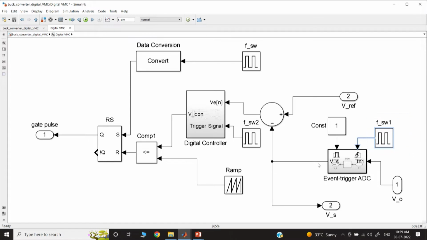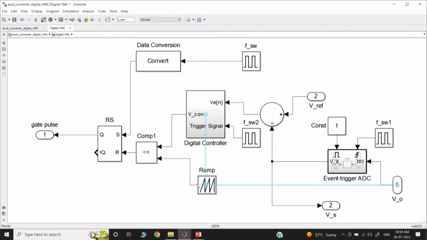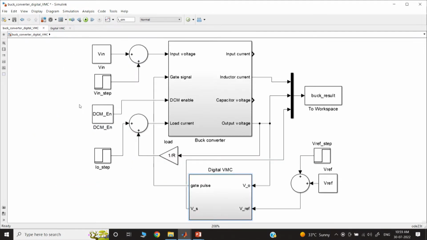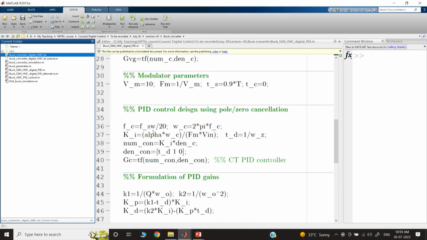Then this sample is subtracted from the reference voltage and goes to the controller, and the controller generates the control output voltage, which is compared to the sawtooth waveform. In actual digital realization, this sawtooth can be generated by using a counter, or other architectures that we discussed in week 3. This is a trailing edge modulator, and then the gate signal is generated. Now, we want to go for the design of the PID controller.